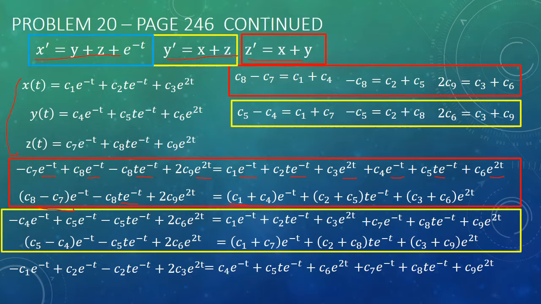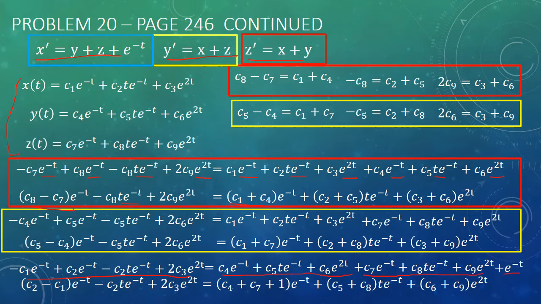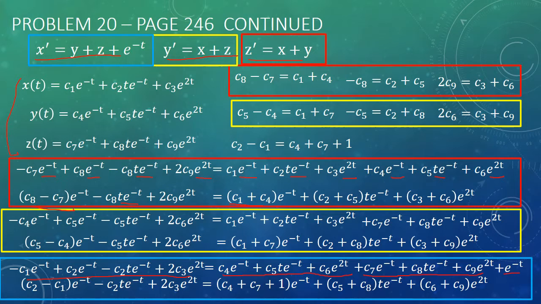And then I'm going to do my x equation. So here is my x equation right here. Here is the derivative with respect to x. Here is my y. Here is my z. And here is the last term, the e to the minus t, and now I'm going to group my constants together. Here they are, and so here's the constants for the e to the minus t's.